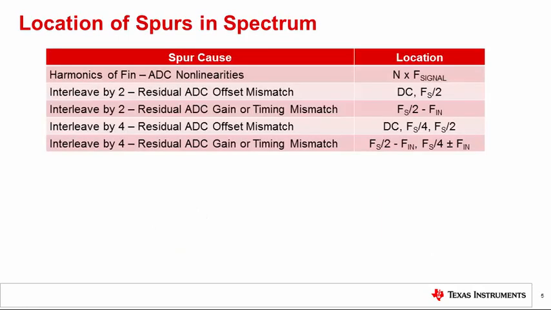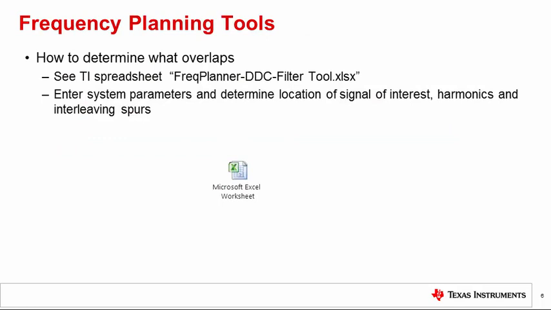Harmonics are the most common spurs that will be encountered. Interleaved ADCs may exhibit spurs resulting from the minor mismatch in offset, gain, and timing between the sub-ADCs. This table lists the expected spurs for interleave by 2 and interleave by 4 ADCs. TI provides a spreadsheet-based tool that makes it easy to visualize the locations of the signal of interest and the common harmonics and interleaving spurs.